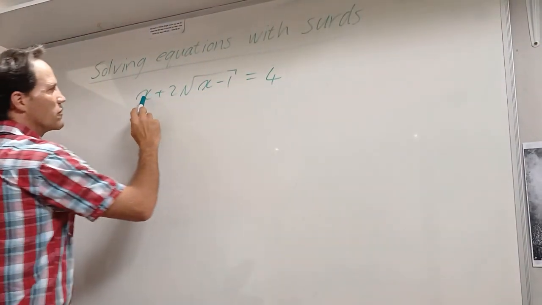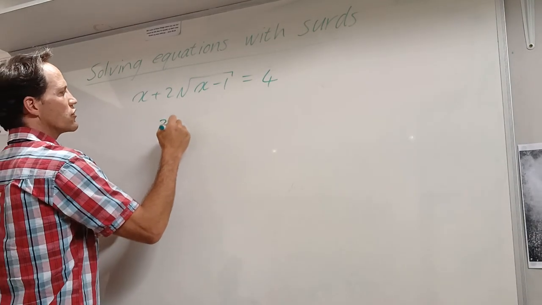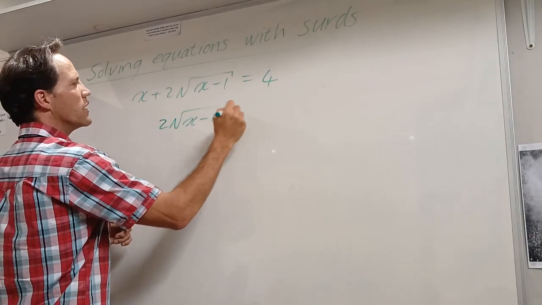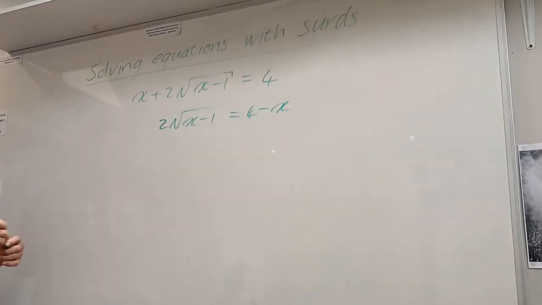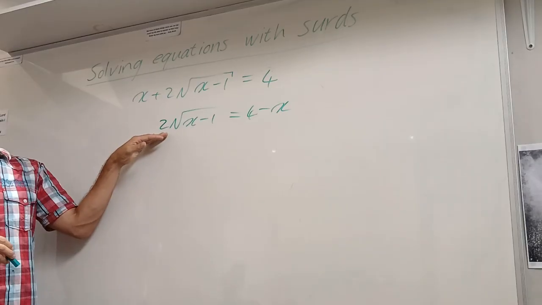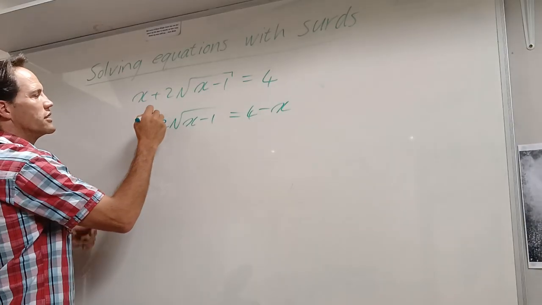Okay, so obviously take the x over first. Write the 2 square root of x minus 1. Take the x over, make it 4 minus x. Okay, just take the x over. You can leave the 2 here. You don't have to take it over. You don't have to divide by 2. You can square it just like this.